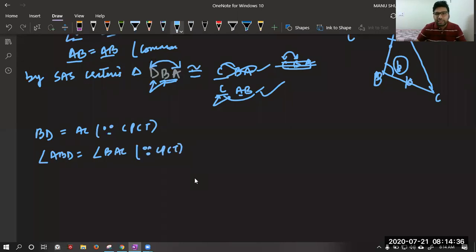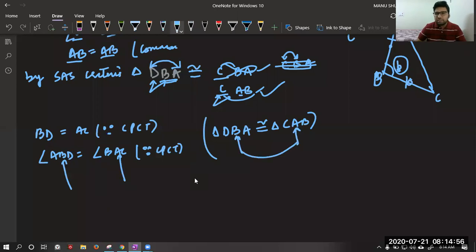Also, you can check in the name. If you have any confusion how we get CPCT, you can check the names. The triangles were DBA congruent to CAB. If you compare, middle is B, middle is A, and B is coming equal to A only. That means they are equal by corresponding parts of congruent triangles. Very good, Ishan. So the only thing you have to think of is how to prove congruent. Remaining you can do very easily.